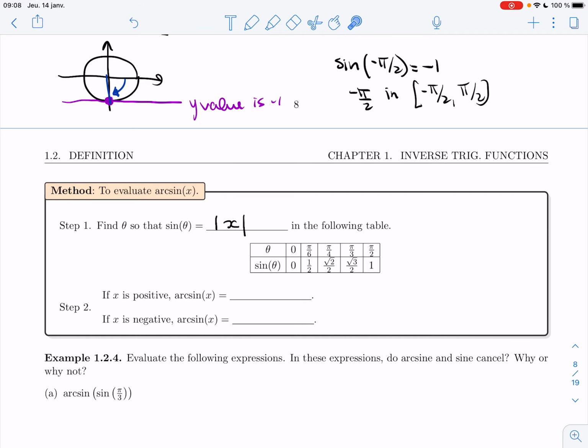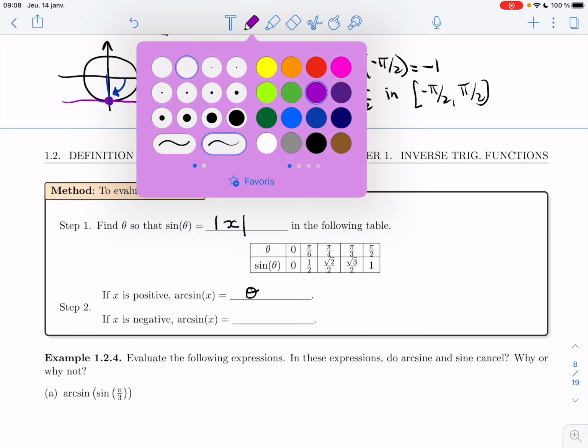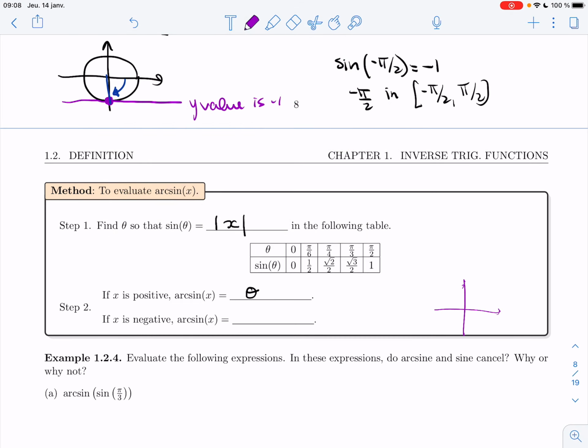Now, if x is positive, then you found your value. That's the right angle because sine of theta is x. If x is negative, then it's not quite the right angle. So you found this angle, but you want that one. So instead of theta, you're going to do minus theta so that you have a negative y value, and so a negative sine.